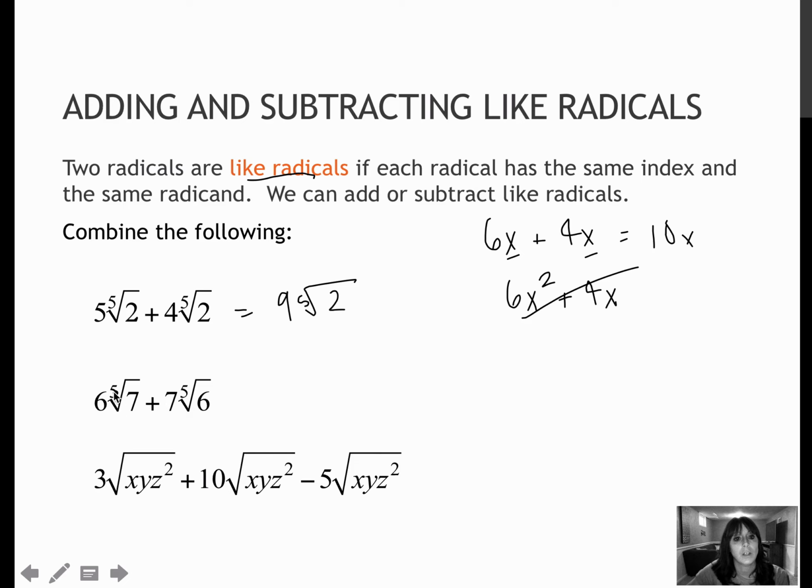This one, however, notice I've got the fifth root of 7 and the fifth root of 6. I can't combine those, and so that would be my answer. I couldn't do anything with those two things.